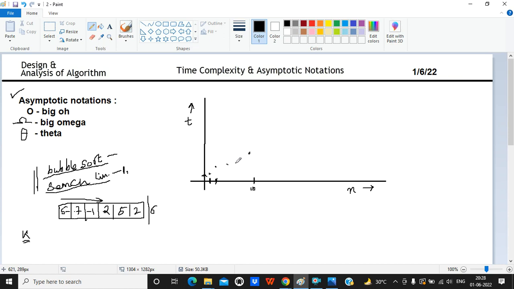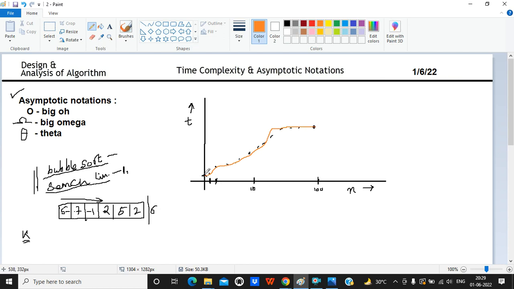Are you getting the thing? Now suppose I am saying that you have 100 elements in the array, 100 elements. Within the 100 elements if I plot like that, so maybe we will get some point, this time is taken to search a particular value from 100 elements. So what you are getting? You are getting a graph. Okay, is it clear?